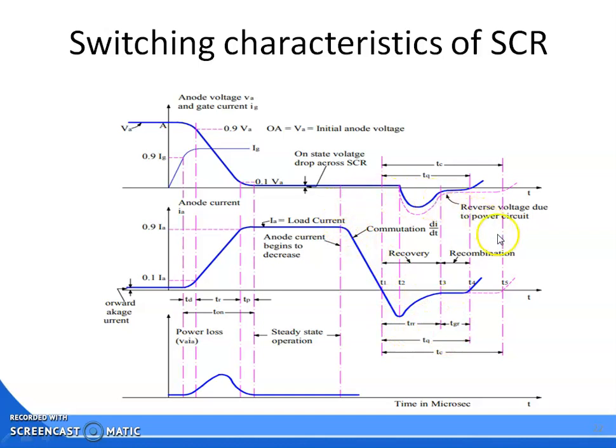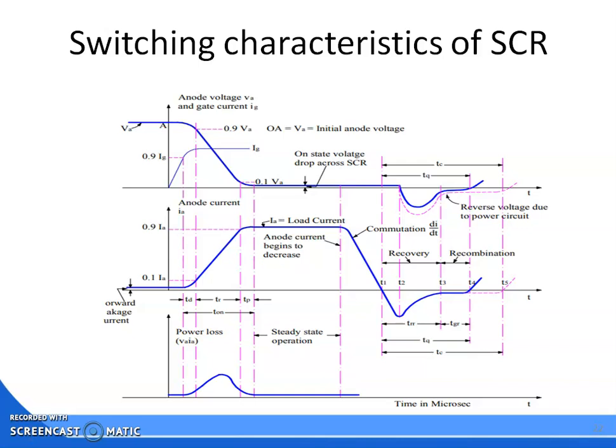Then come to the second characteristic, the turn off mechanism of the SCR. The entire turn off mechanism of the SCR is divided into two different intervals: TRR, the reverse recovery period, and the second one TGR, the gate recovery period. After turning on the device, we know that after the SCR turns on, the gate loses control over the SCR.